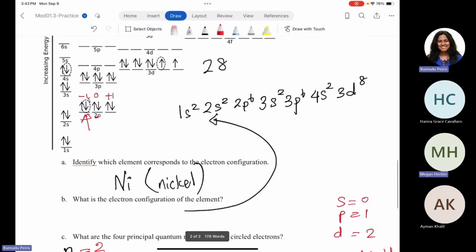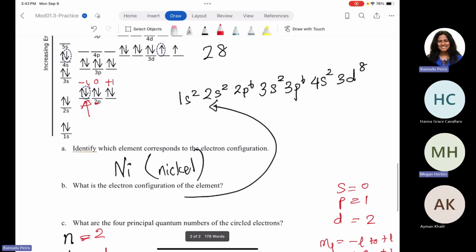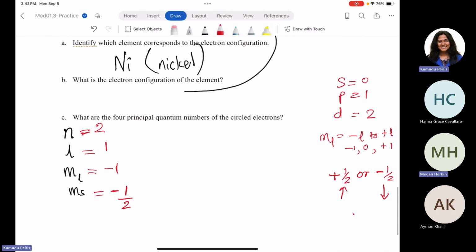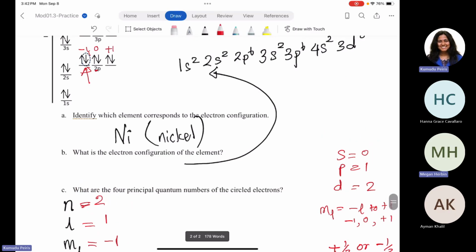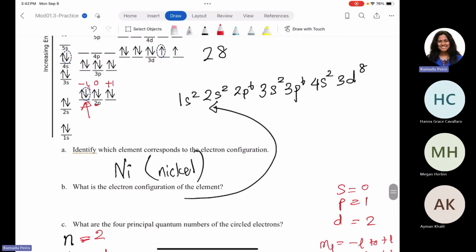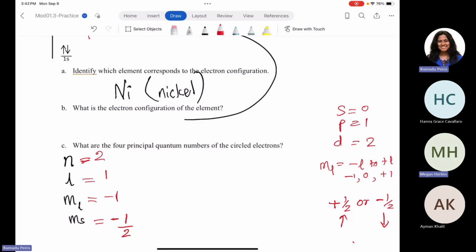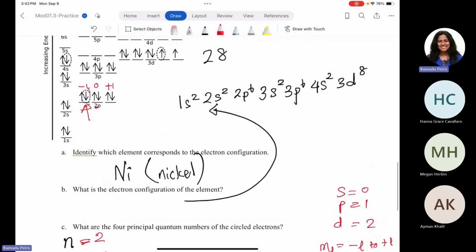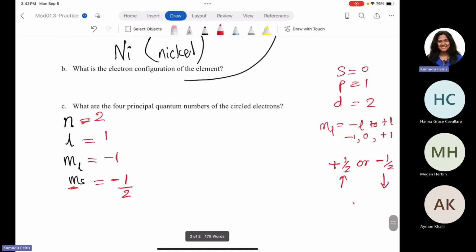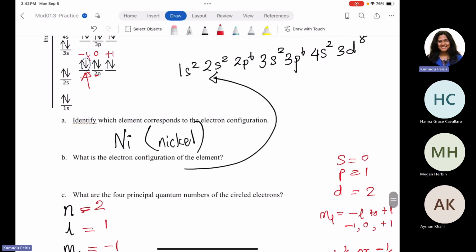Yeah. So are we using for the ml, the reason why that's -1 is because it also is pointing down? Pointing down will be used for the spin quantum number. The negative one is the px orbital. Let me go to the next example as well. Then you will understand.